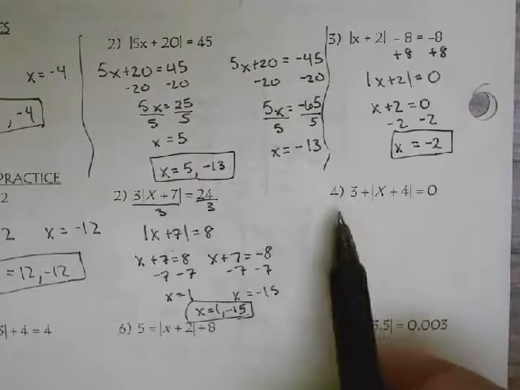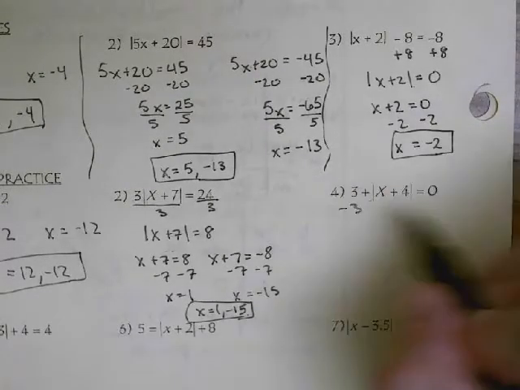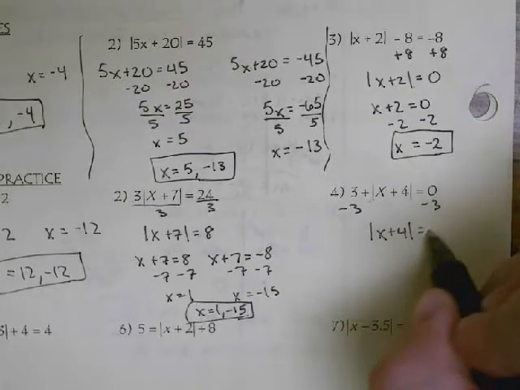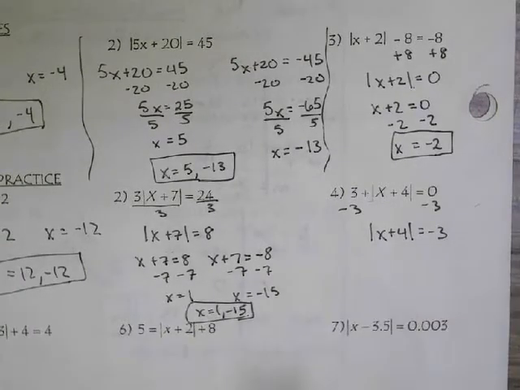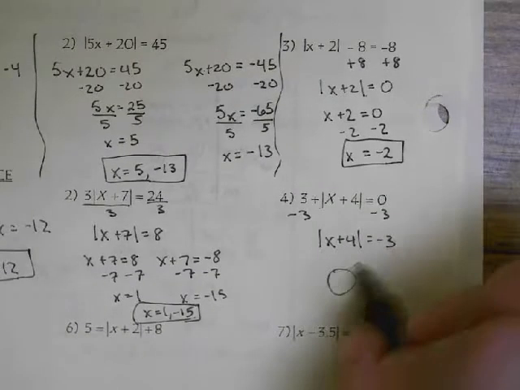On this number 4, same thing. I have to isolate my absolute value first, so I'll subtract 3. And I'll get the absolute value of x plus 4 is equal to negative 3. I'm done with the problem at this point because remember, part A was if an absolute value equals a negative, we have no solution. So, no solution.